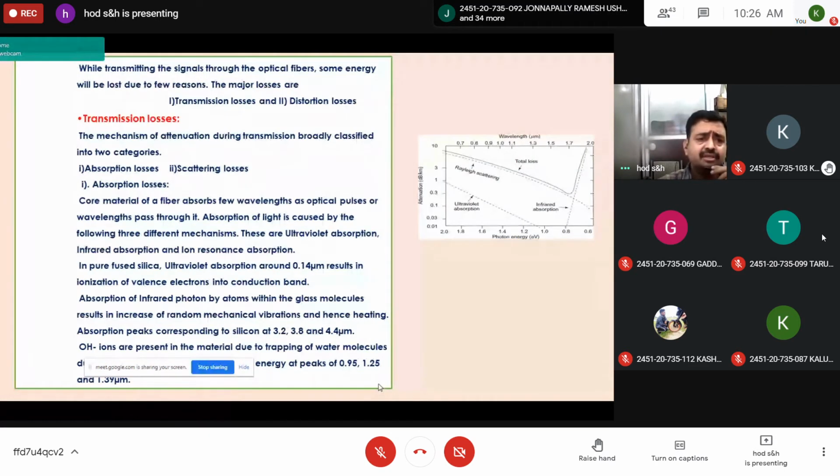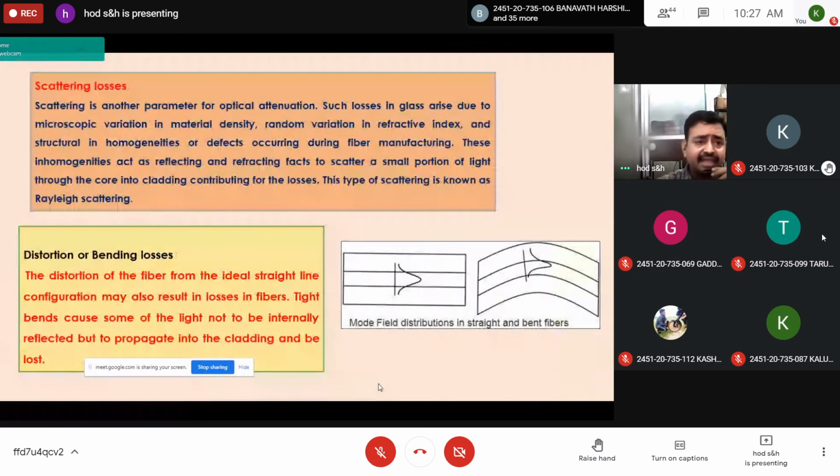As we discussed, by transmitting signals through the optical fiber, some energy will be lost for a few reasons. One is transmission losses, and another is distortion losses. Because of the transmission, and also the nature of light, some loss will be there. Transmission losses include absorption loss and scattering losses. These are the main reasons. The core material of a fiber absorbs some of the light, so some of the input amount is absorbed. Because of that, some losses will be there, and the light scatters. Scattering is another parameter for optical attenuation.